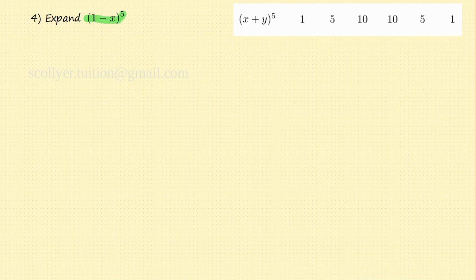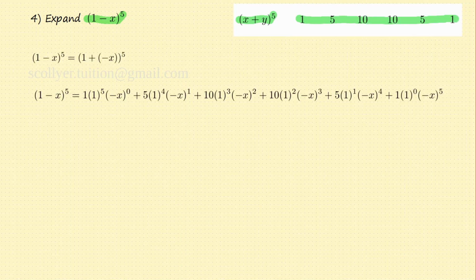For this, we require the binomial coefficients for the expansion of (x + y)^5, which I've written here. Note that (1 - x)^5 equals (1 + (-x))^5. So we can use the binomial expansion for (x + y)^5 to expand (1 - x)^5 in the usual way.